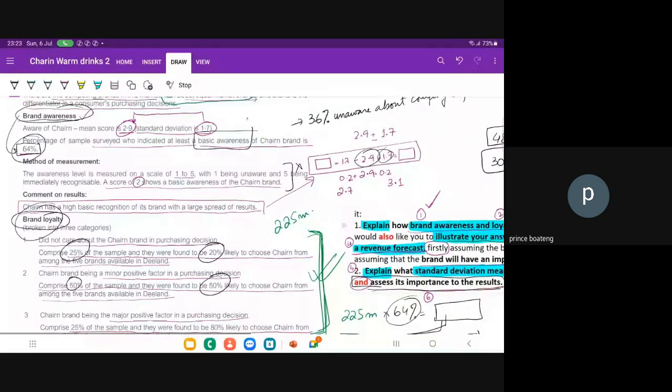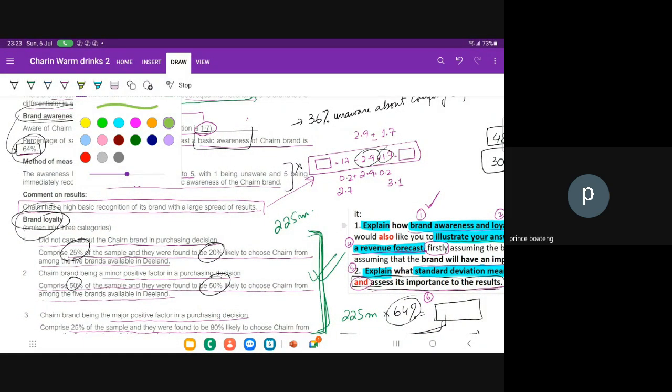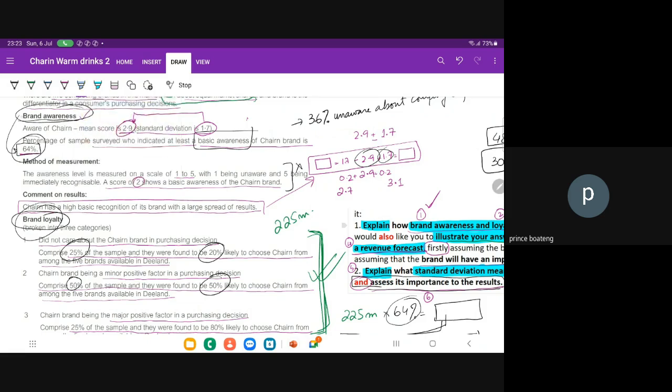There are two results. The first result is, let me try to change the color. It's a very bad color. This is the first result, and this is the second result. So brand awareness 64% and brand loyalty with these outcomes. If the brand awareness is 64%, and the loyalty is 2.9 with a standard deviation of 1.7, this is the outcome.